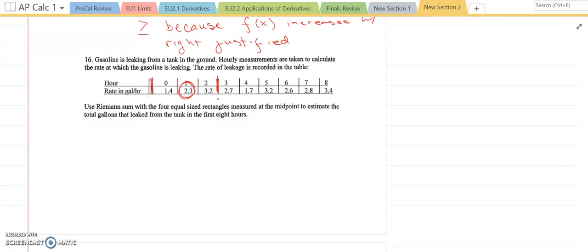So from 0 to 2, from 2 to 4, I'm going to use the value of 3. Then I'm going to use 5. And finally, my last rectangle has a height of 2.8. All those values will be added together. The common width for each one of these rectangles was 2. There's my answer. Remember, the AP says you don't actually have to do that calculation. You can leave it how it is.